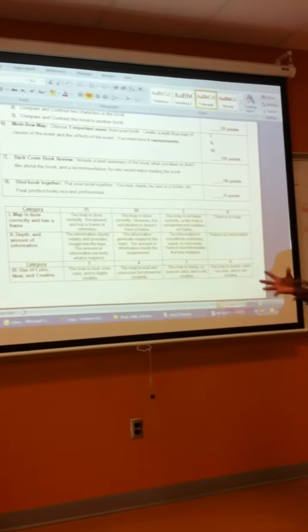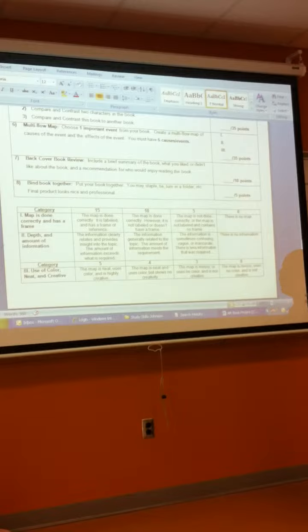The map is done correctly, however, it's not labeled or it doesn't have a frame. 10 points awarded. The information is generally related to the topic. The amount of information meets the requirement.